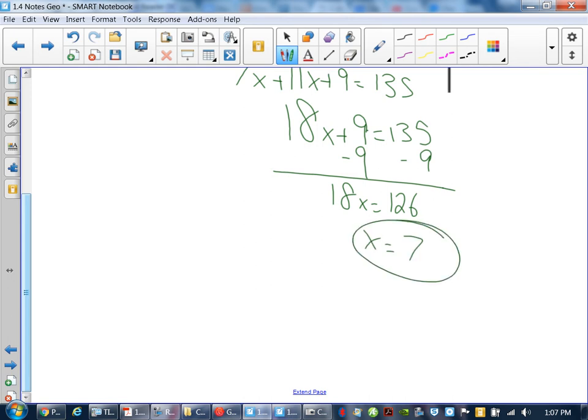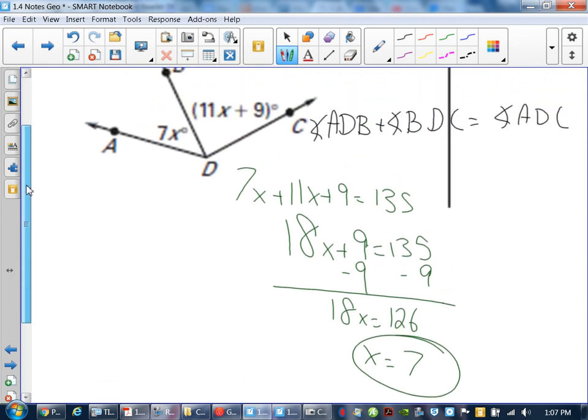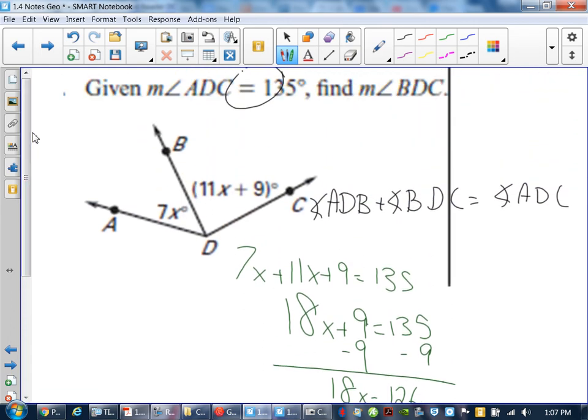Now remember, it didn't just ask to figure out what x was, it asked to figure out what BDC is. That's this angle here. So if x is 7, you take 11 times 7 and add 9. 77 and 9 is? There you go. It is 86. It is 86, yes.